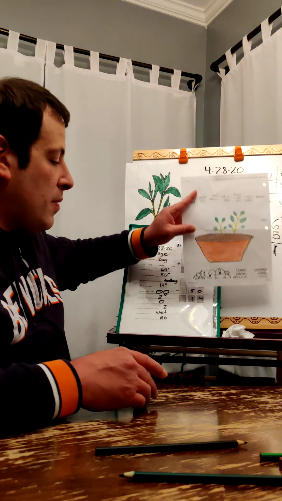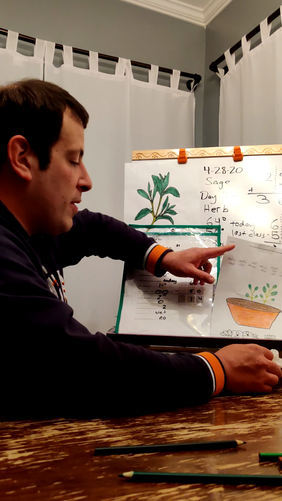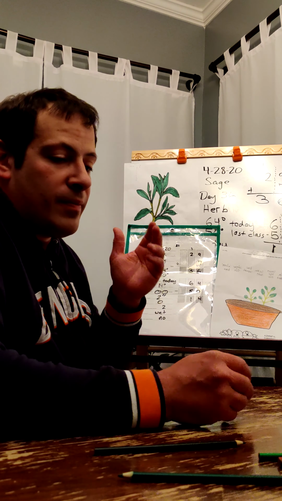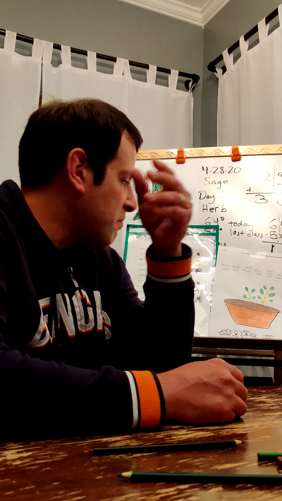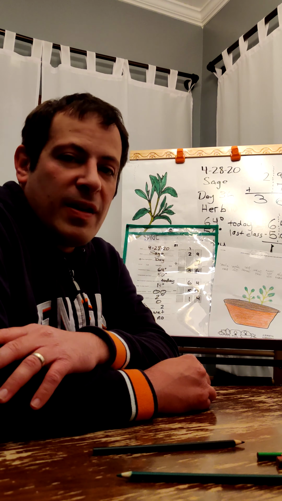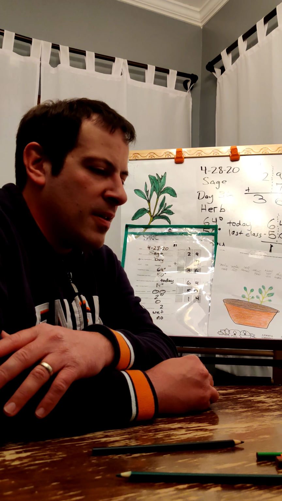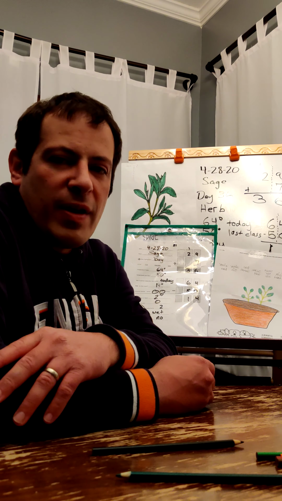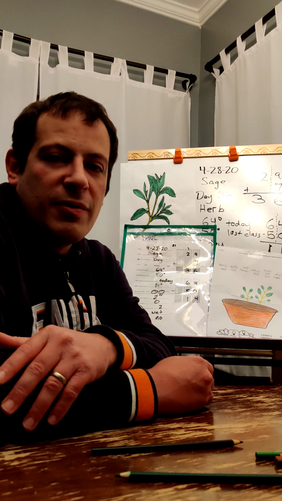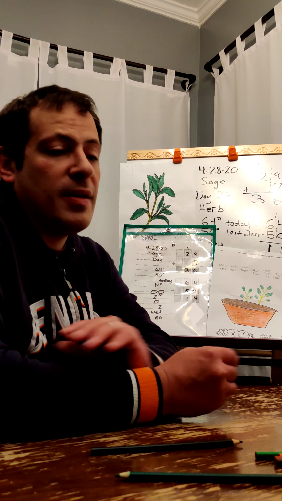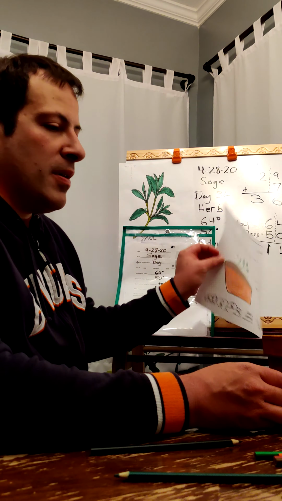So it's up to you. Some people might like using the markers better, maybe you like the colored pencil better. Me, I kind of like the colored pencils better just because you have more detail. Markers are very heavy with their ink, so do whatever you like. Once you're done, upload it onto Google Classroom and complete the other assignments, and then you're done.